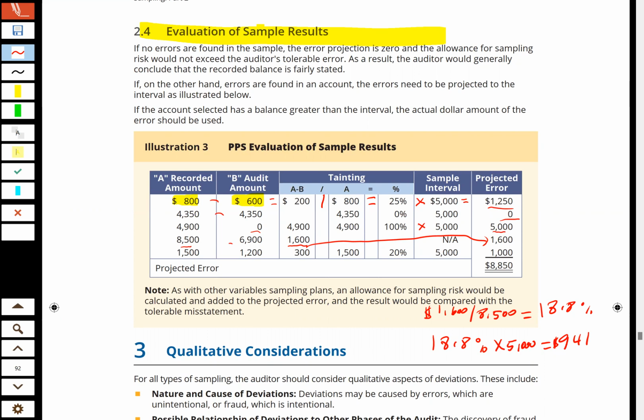Okay. Then finally, we wrap up this procedure and we find a $300 error in this next one, and we divide that by 1,500. That's a 20% error. We apply that to the interval. We project 1,000. You add everything up, and the total is 8,850. Is the auditor willing to accept the account balance at this point?